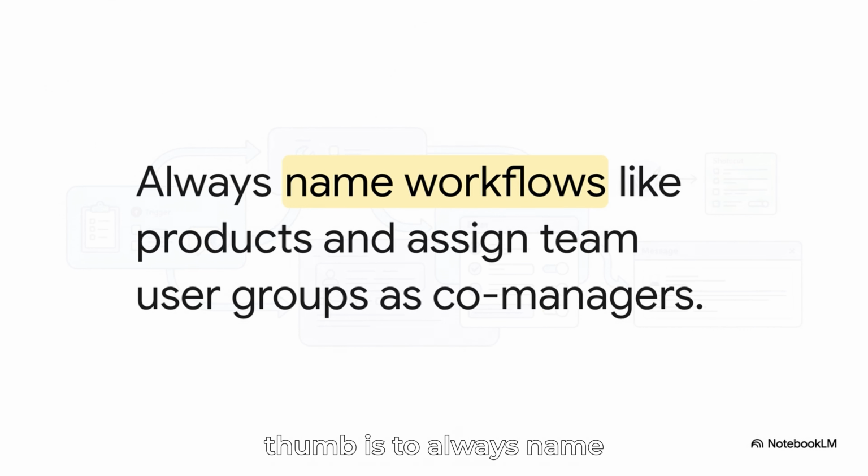But as you build more, you've got to stay organized. A great rule of thumb is to always name your workflows like products. Use a convention like department, followed by purpose, followed by version. For example, IT Bug Report V2. Furthermore, never, ever leave a workflow owned by just one single person. Always add a team user group, like your IT admins, as co-managers. This ensures that if the original creator ever leaves the company, your critical automations don't just suddenly break or become uneditable.